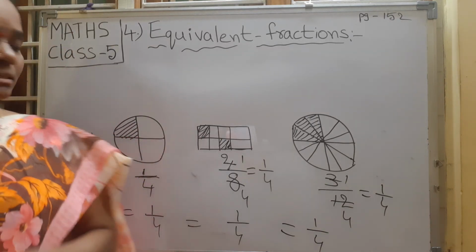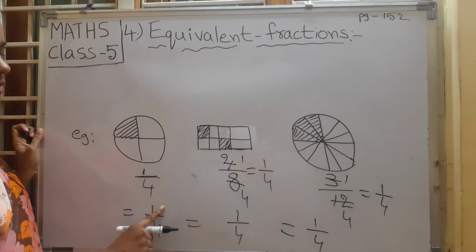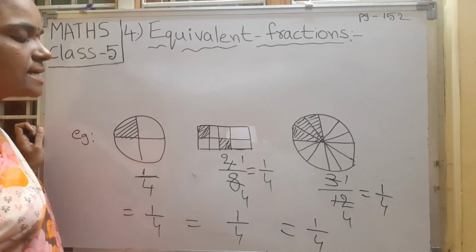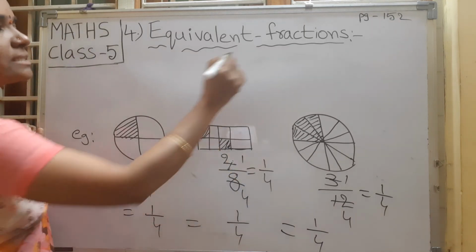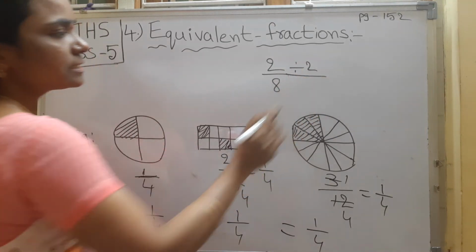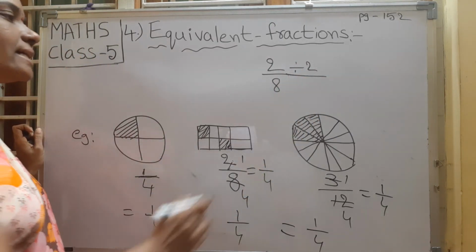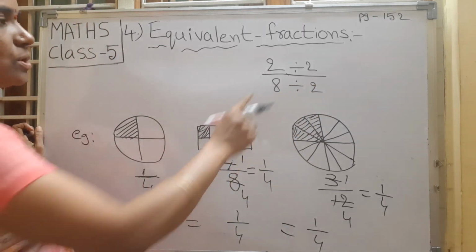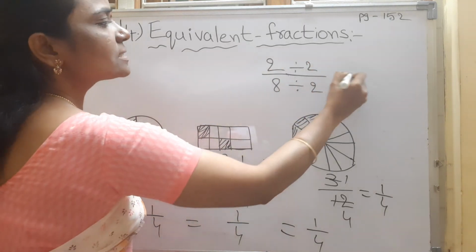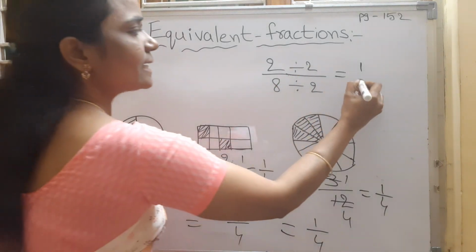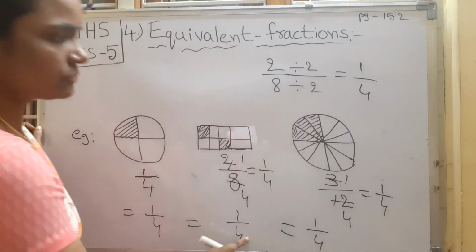Yes, write down, children. Once again, its value is 1 by 4. 2 by 8 means what is its final value? 1 by 4 only. Simplify 2 by 8 means divide the numerator and denominator by the same number. So I am dividing by 2. 2 divided by 2 means what is the answer? 1. 8 divided by 2 means 4. Its value is 1 by 4.